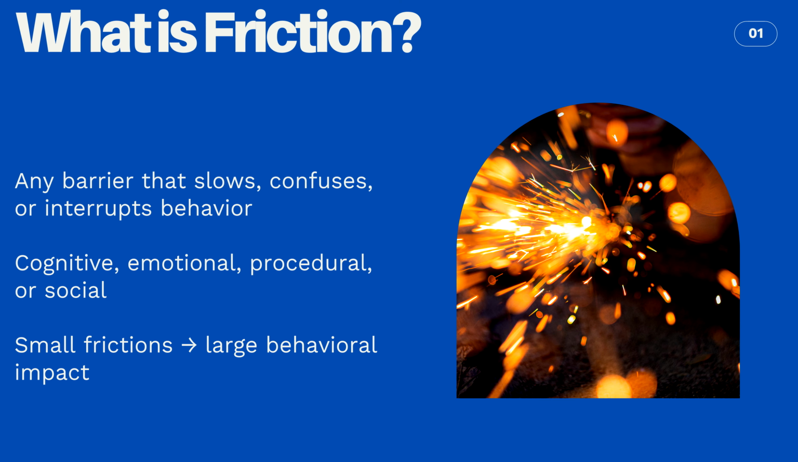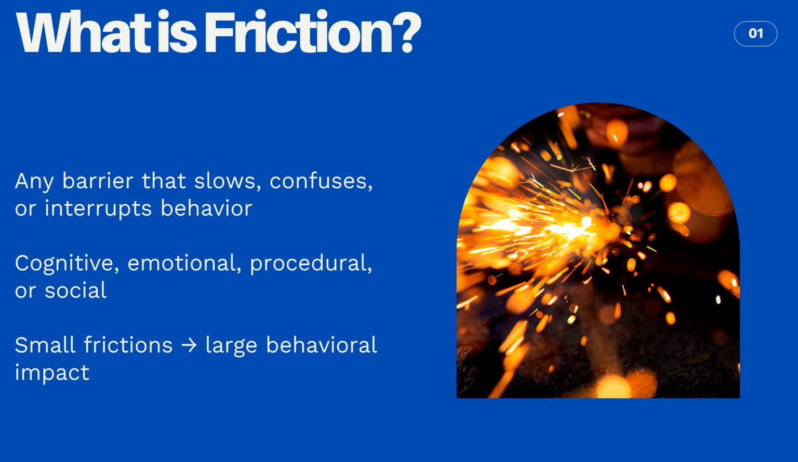What makes friction so dangerous is that it's often invisible to the people who built the experience. This is known as the curse of knowledge. Once you understand something, it becomes difficult to imagine what it's like not to understand it. Teams unintentionally design for themselves, not for the cognitive realities of their customers. And friction doesn't need to be large to have a large effect.